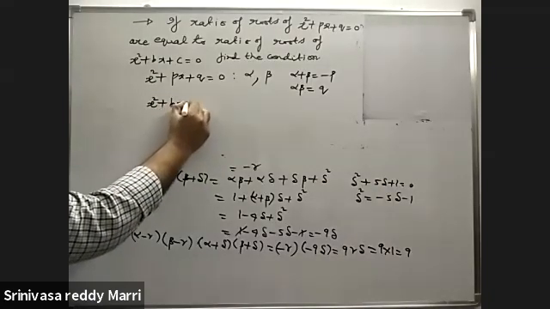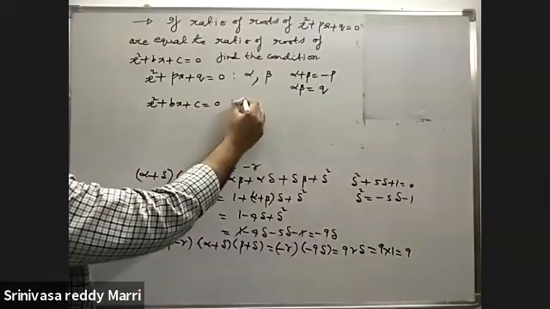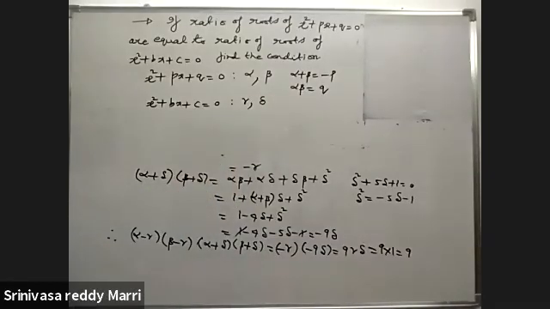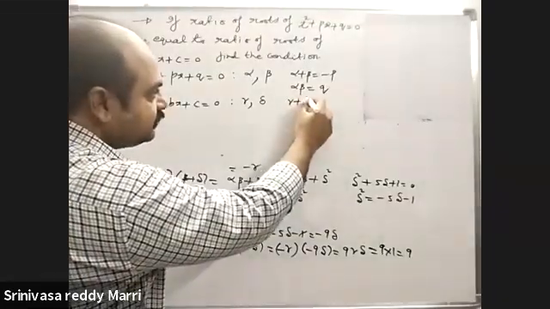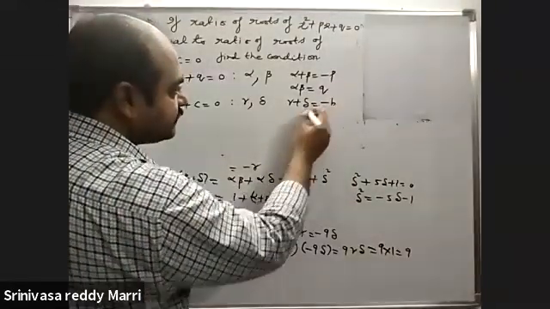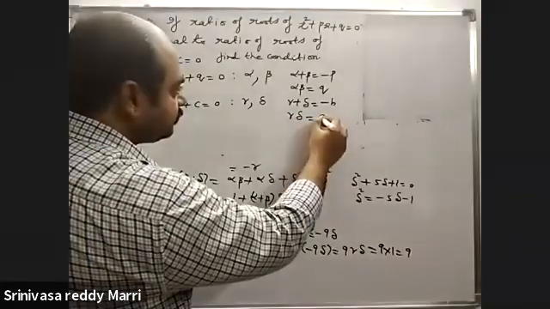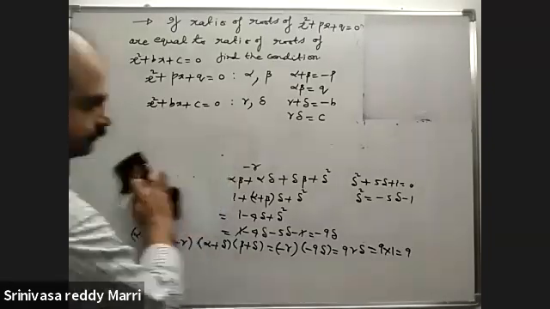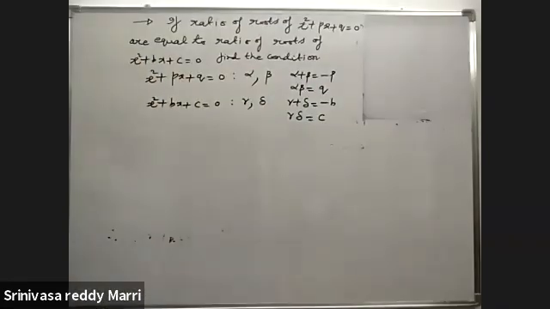Suppose this equation, x square plus bx plus c equal to 0. Let us say roots of this one are gamma comma delta. So therefore, what is the sum of the roots? Gamma plus delta equals minus b, gamma into delta equal to c. So first write the relation between the roots. Now given that ratio is same.